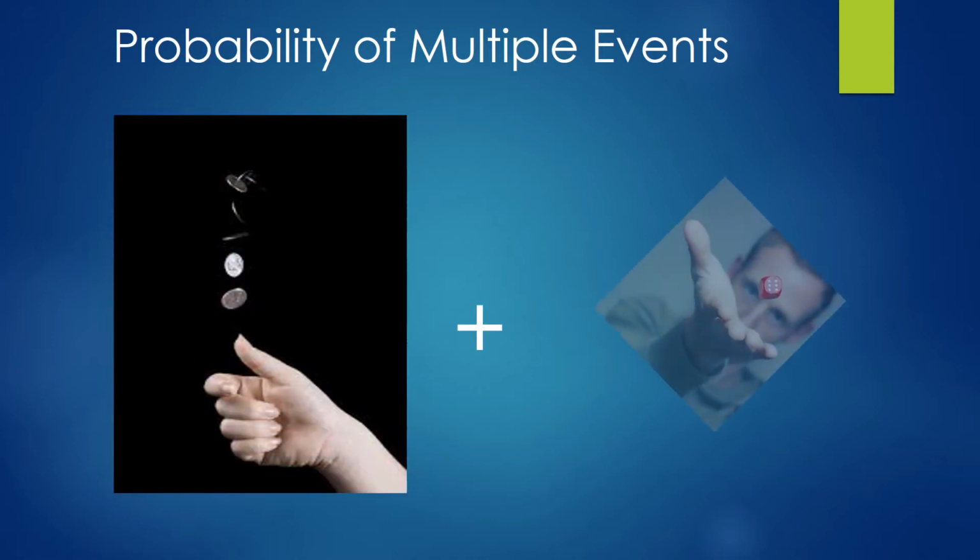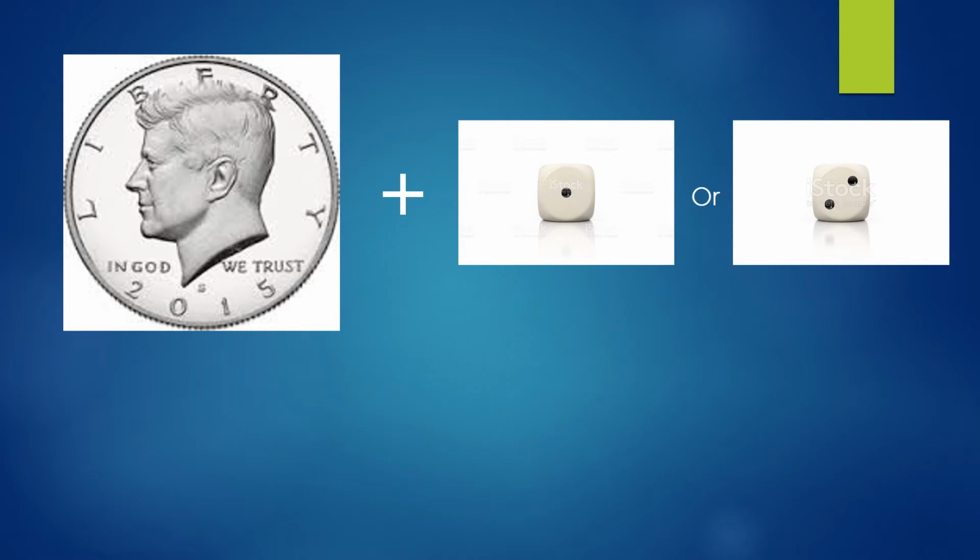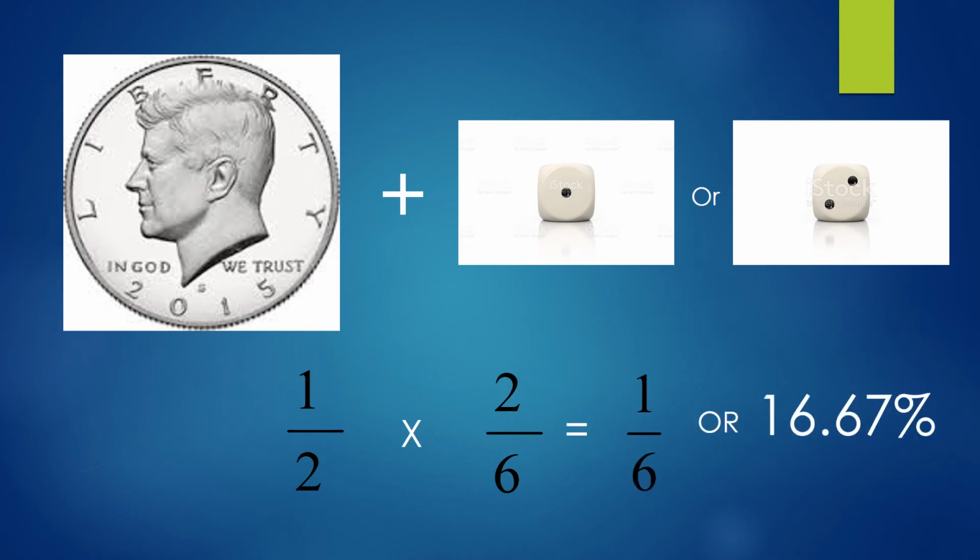Let's say we're flipping a coin and rolling a die at the same time. What is the probability that the coin is heads and the die is a 1 or a 2? We showed earlier that the probability of a heads is 1 over 2. We also showed earlier that the probability of rolling a 1 or a 2 on a die is 2 out of 6. To find the probability of both events happening together, we must multiply the probability of each event, or 1/2 multiplied by 2/6 is equal to 1/6, or 16 2/3%.